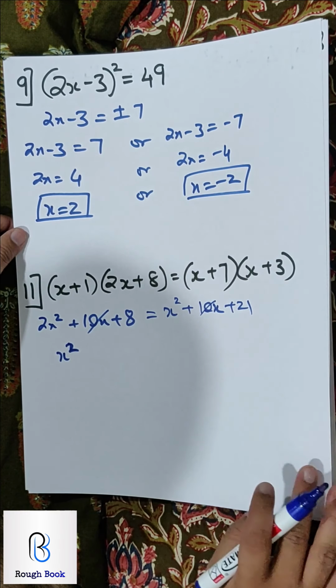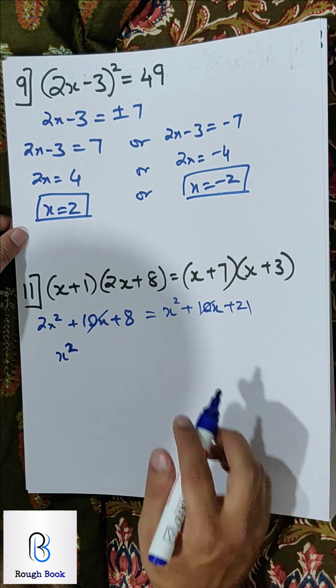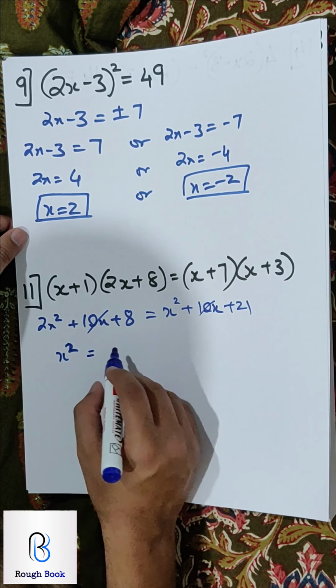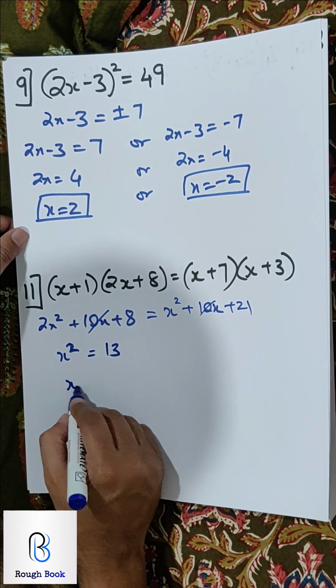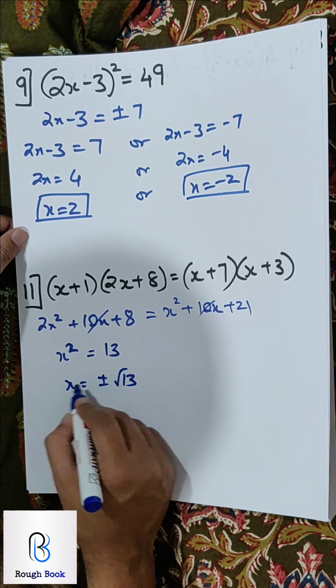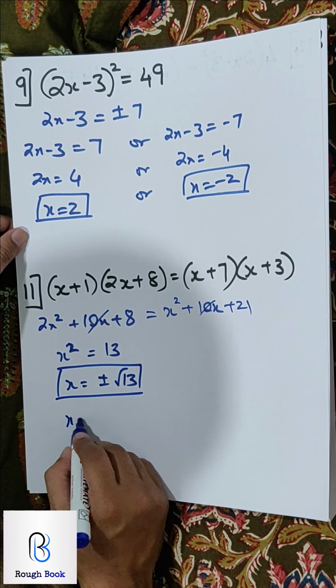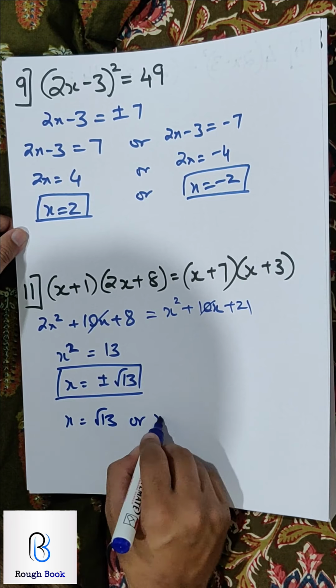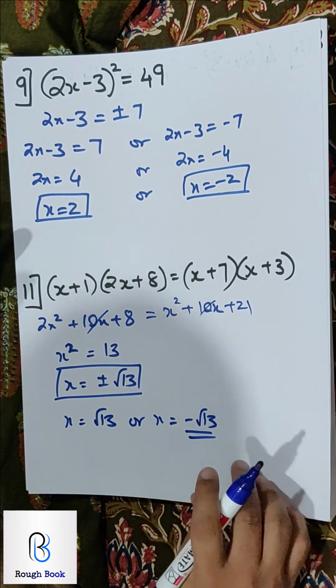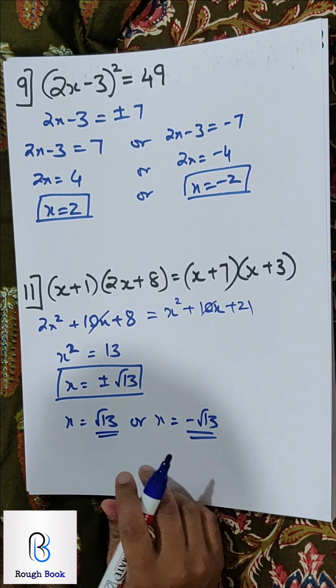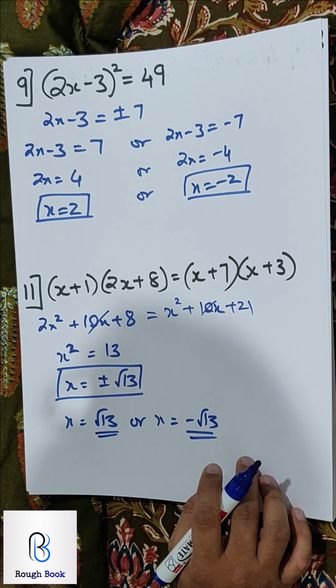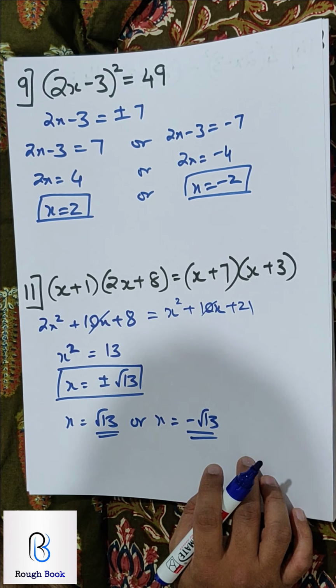So 21 minus 8, how much? So that will be 13. So my answer should be x is plus or minus root 13. So x is root 13 or x is minus root 13. You have to write both, plus or minus. Please don't forget that, otherwise you will mess up. So write both the answers.